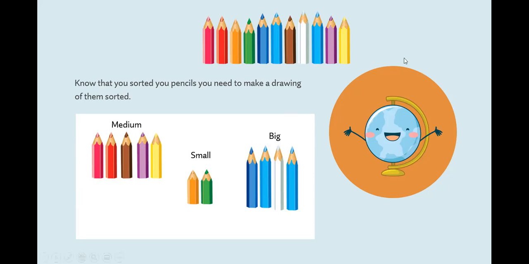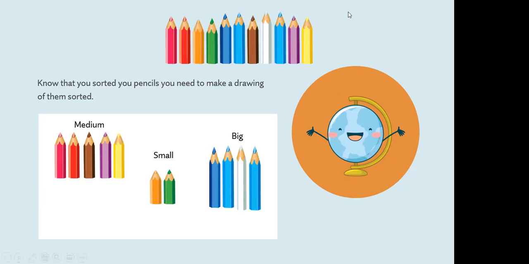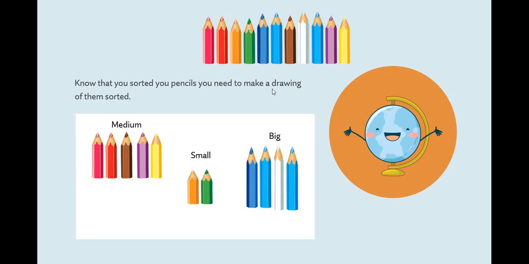Okay, I'm quickly going to turn on my video. Okay, so if you can see there, I wrote medium, small and big on the paper. There's the small, there's the big. So this is what you're going to do. And then when you are done, you're going to draw your pencils.